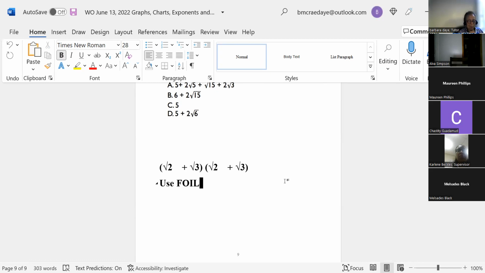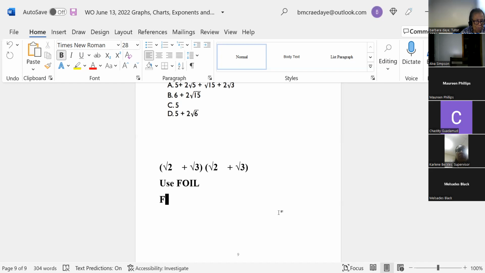Okay, so F is the first. So let's just put our F here. So what are the first terms, Maureen? 2 and 3. No. What are the first two terms here? Mercedes, you know the first two terms? Is that 2 times 2? I don't see a 2 here. I see a radical.